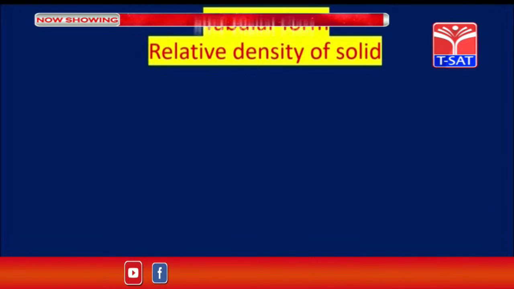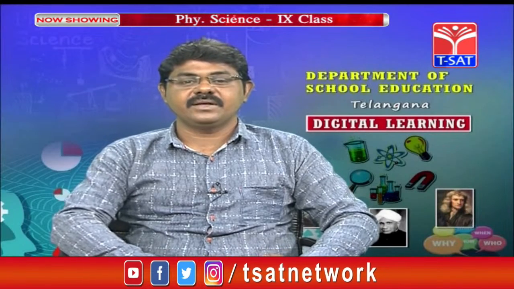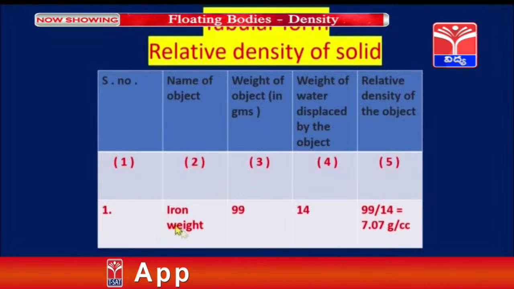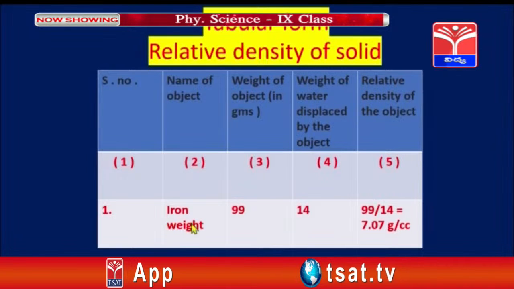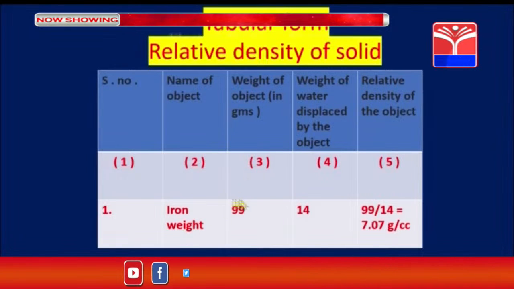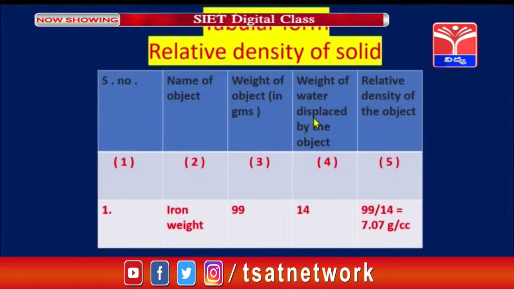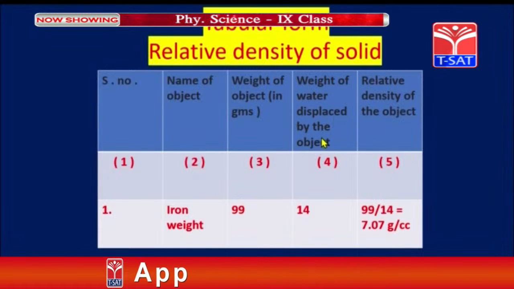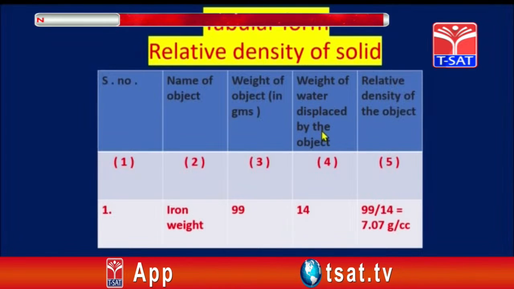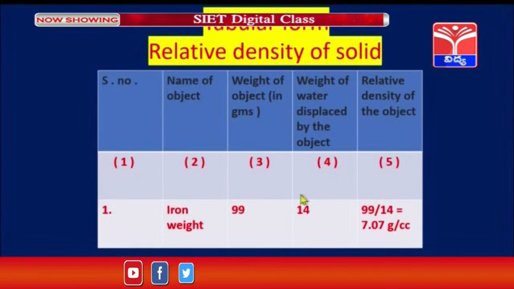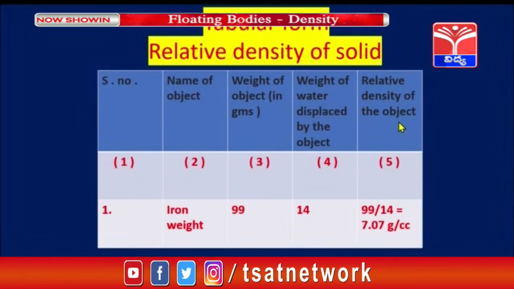Now the tabular form of what we conducted in the experiment, for the relative density of the solid. See, children, in that lab activity, first we took an iron weight. What is the weight of that iron weight? 99 grams. You can see the weight of the object, that is the iron weight, is 99 grams. Now, the weight of the water displaced by the object. When that iron object is immersed in water, some water came out of the overflow jar, and that weight is 14 grams.